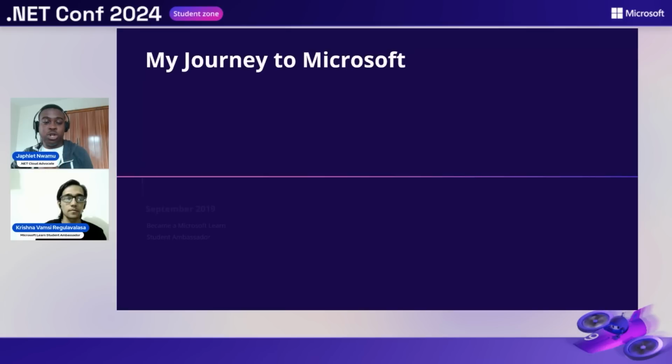Now, let me tell you a little bit about my story into Microsoft. And this is what it really looks like. In September 2019, I was a Microsoft Learn Student Ambassador like Krishna, from Nigeria. And I had the opportunity to do amazing stuff. As a Microsoft Learn Student Ambassador, for those of you who are not aware, you have access to loads of opportunity. And I had access to all of those. And then I got the opportunity to graduate from university in 2021.